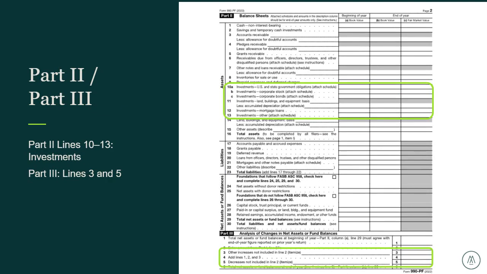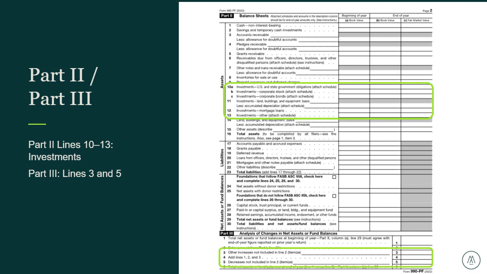With that, we'll dive deeper into part 2, which is the balance sheet. The IRS really does focus quite a bit on investments. As you can see here, we've highlighted a few areas. They really would like to know what type of investments an organization has, such as U.S. and state government obligations, corporate stock, corporate bonds, fixed assets, mortgage loans, and other types of investments.